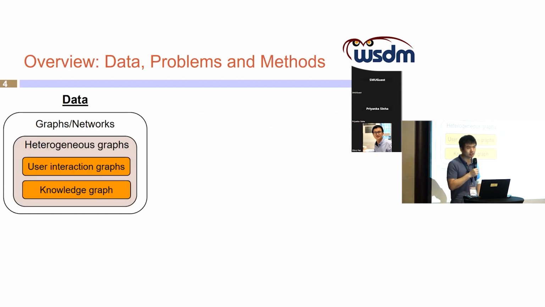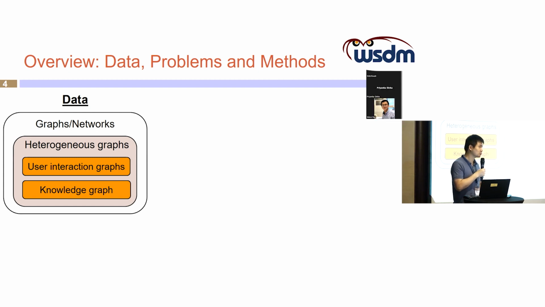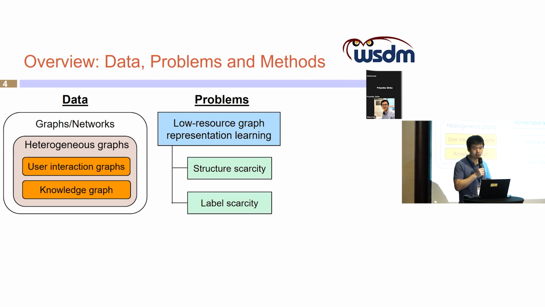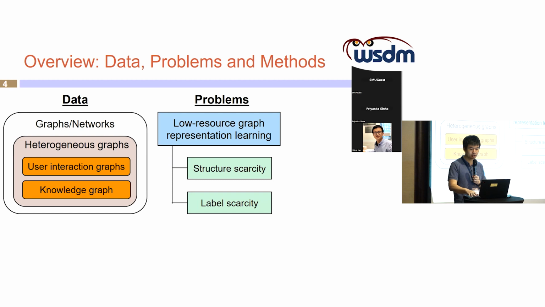Here is an overview of this talk. The talk revolves around data on graphs or networks. Among the graphs, there can be so-called heterogeneous graphs, in which there can be some specialized graphs like user interaction graphs, which is typically used in recommendation, or knowledge graphs. The problem we are tackling here is low resource graph representation learning. There are two kinds of scenarios: one is structure scarcity, the other is label scarcity. I will get a bit more into this later.